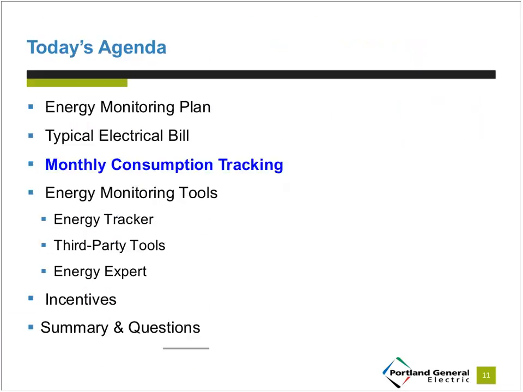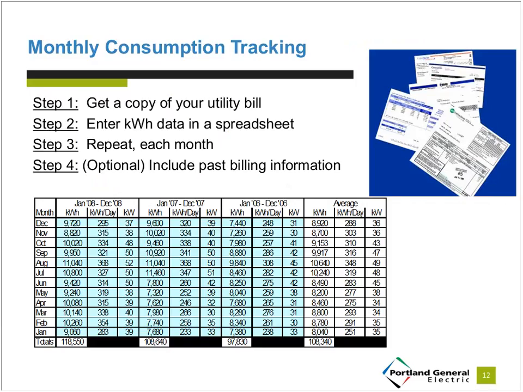So now we know where to get the information. Let's see what it takes to start tracking our usage on a monthly basis. It's easiest to do in a spreadsheet, and all you need to do is get a copy of the utility bill, something very similar to what we just looked at. You want to enter the kWh data in the spreadsheet. You can also enter the actual billing data as well. You have some options where you can do the total billing or you can just do the energy charge.